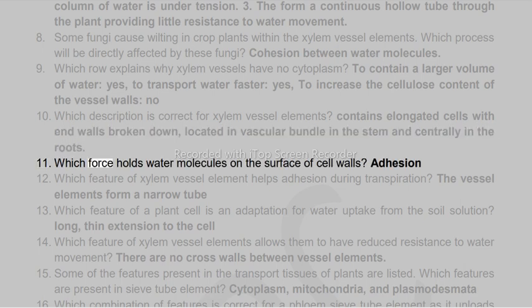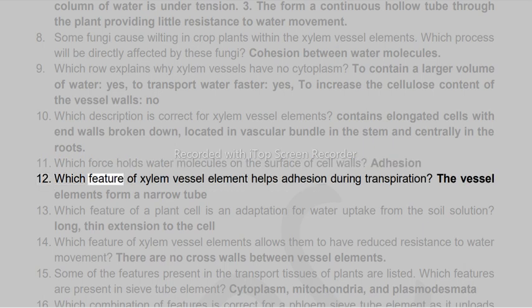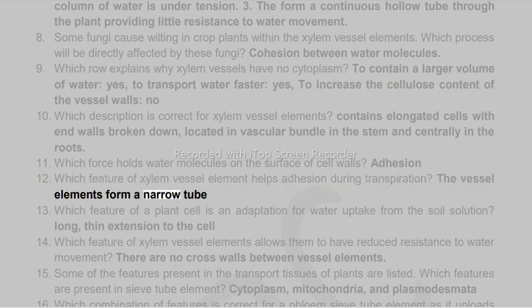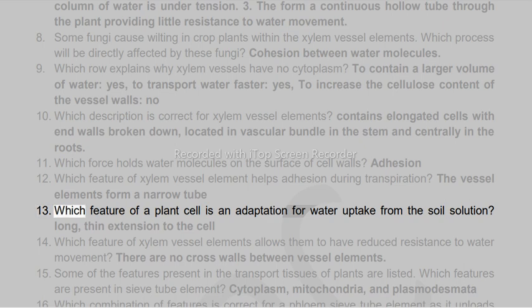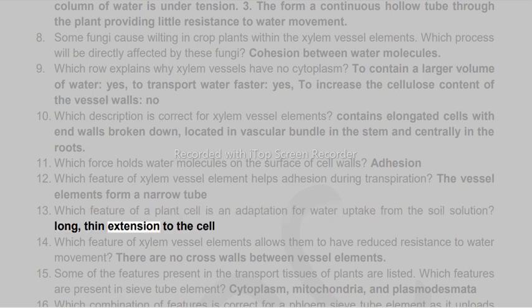11. Which force holds water molecules on the surface of cell walls? Adhesion. 12. Which feature of xylem vessel element helps adhesion during transpiration? The vessel elements form a narrow tube. 13. Which feature of a plant cell is an adaptation for water uptake from the soil solution? Long, thin extension to the cell.